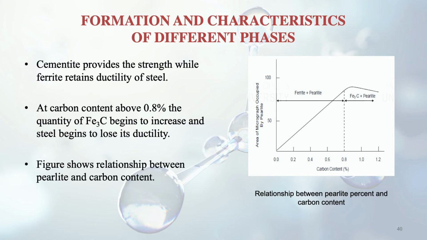So this figure here is showing the relationship between pearlite and the carbon content. The carbon content is on the x-axis and the pearlite variation is on the y-axis. You can see in the early portion of the curve, it is linear, that is, with the carbon content increase, the pearlite quantity is also increasing. So it goes up and up, and at about 0.8% it is the highest, meaning the pearlite content is the highest. But when we go beyond 0.8%, the graph comes down. It is because the cementite content is increasing instead of the pearlite now.